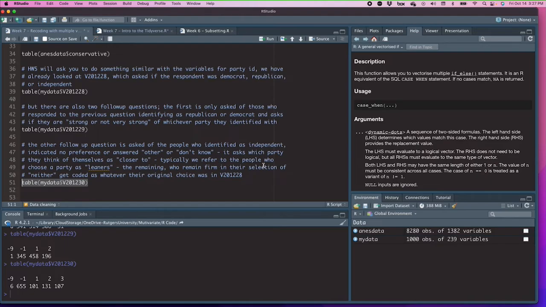And typically we refer to the people who choose a party in this question as leaners. And then the remaining who remain firm in their selection of neither get coded as whatever their original choice was in that original variable. So what you wind up with is a 7-point scale going from strong Republican to strong Democrat. Strong Republican is going to have a value of 7, strong Democrat a value of 1, is what we ultimately want to see when you get to that in the homework.